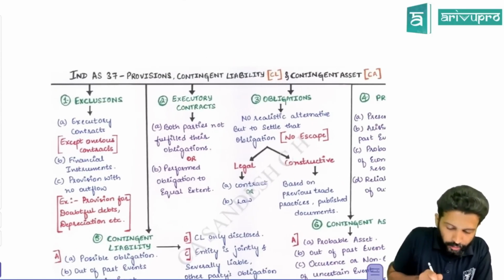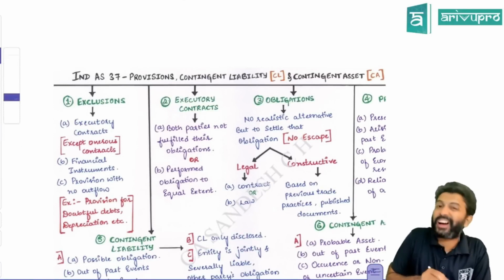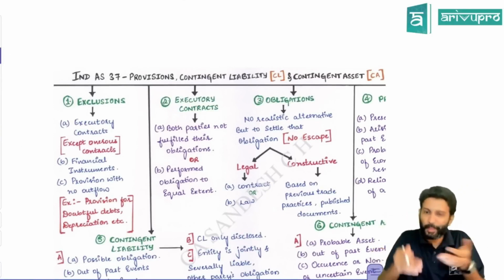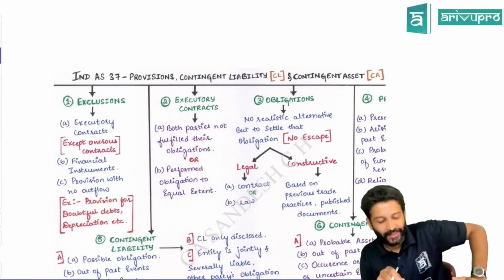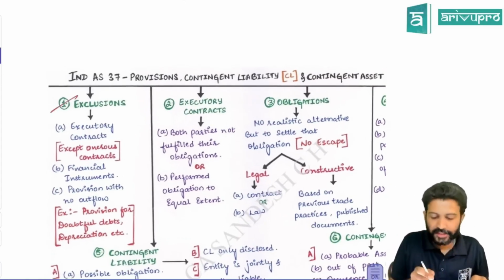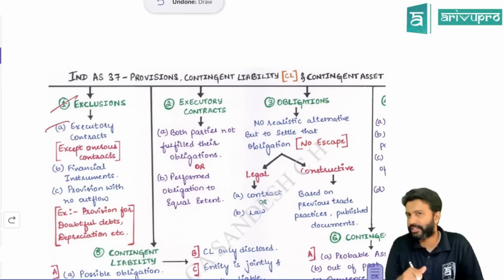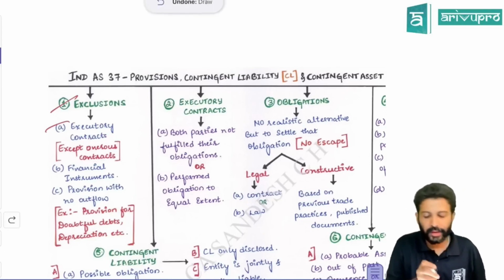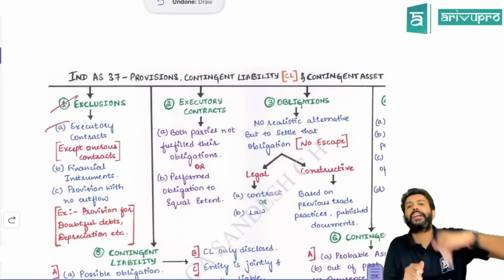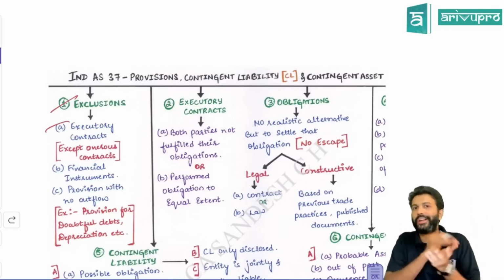IND AS 37, a lot of concepts between IND AS 37 and AS 29 are the same. So if you know and remember that properly, this is pretty straightforward. First, IND AS 37 excludes a few things. One is executory contract. If it is an executory contract, you don't apply IND AS 37. However, if it is an onerous contract, you apply. For onerous contract, IND AS 37 is applicable. For executory contract, it is not applicable.